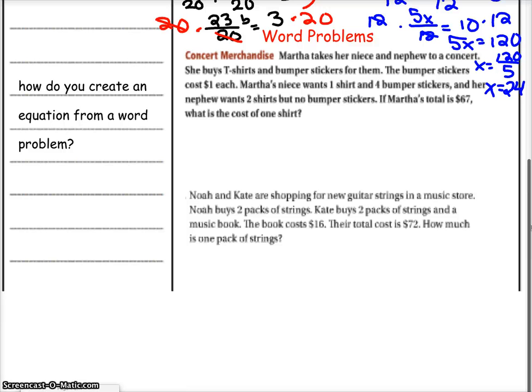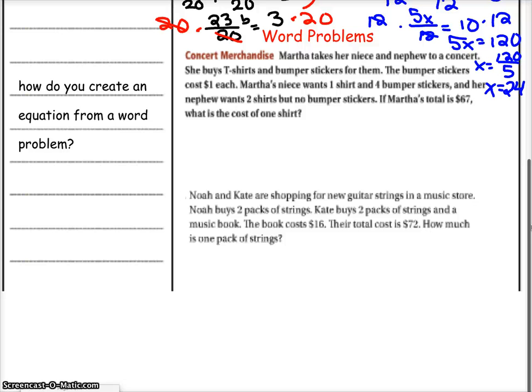Martha takes her niece and nephew to a concert. She buys t-shirts and a bumper sticker for them. The bumper stickers cost $1 each. Martha's niece wants 1 shirt and 4 bumper stickers. Her nephew wants 2 shirts but no bumper stickers. Her total was $67. What was the cost of 1 shirt?